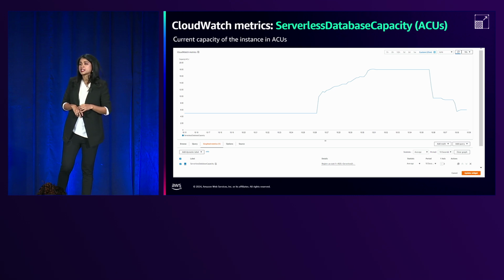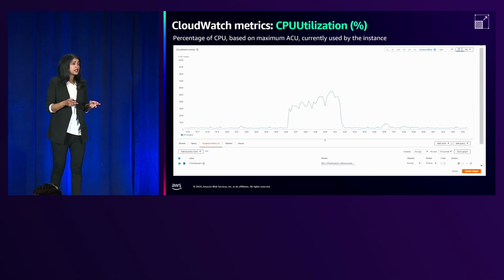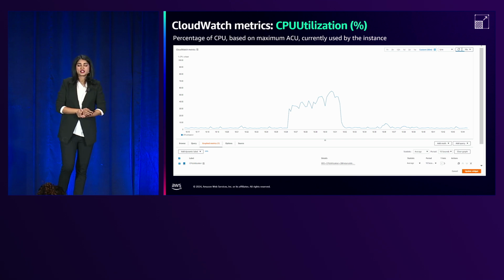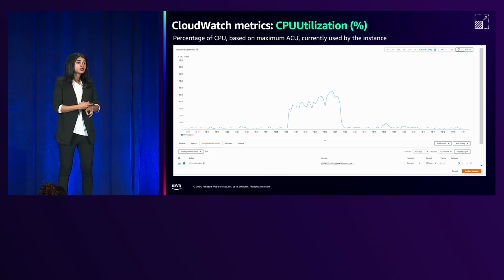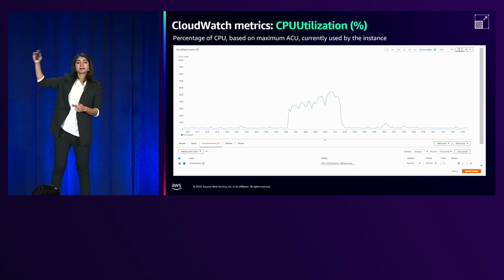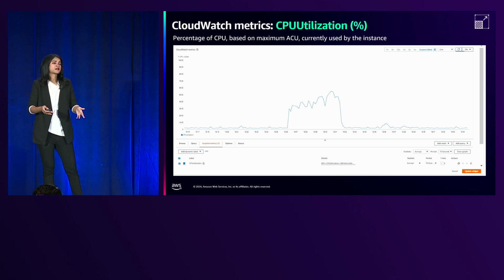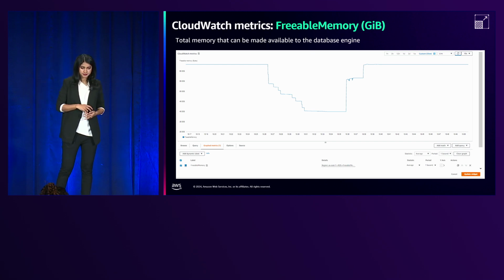Another example of a metric is CPU utilization, which is a percentage of the CPU, and it's based on the maximum ACU available. You can look at this metric to see, does your workload have enough resources available? You have two options. You optimize your workload further so it consumes fewer resources, or you can increase the max ACU so there are more resources available to the system. And the same goes for freeable memory. If you don't have enough resources, you can take measures to adjust that.